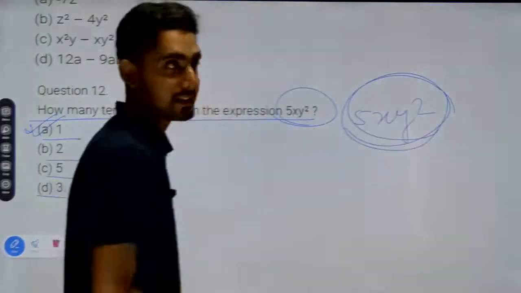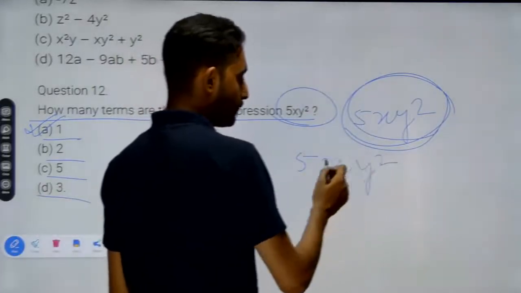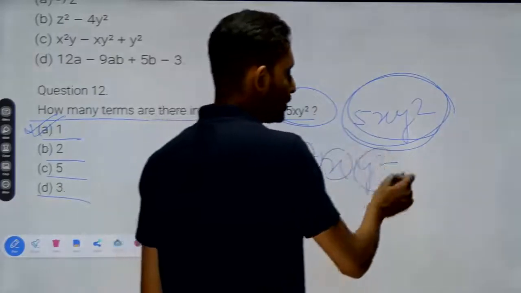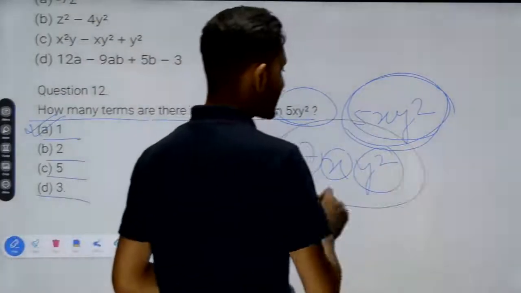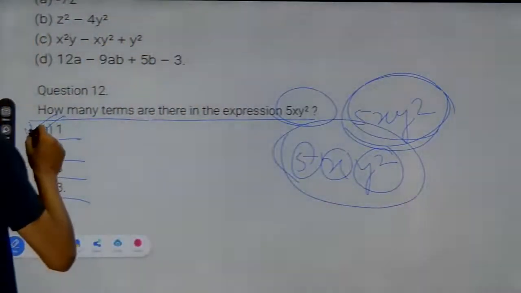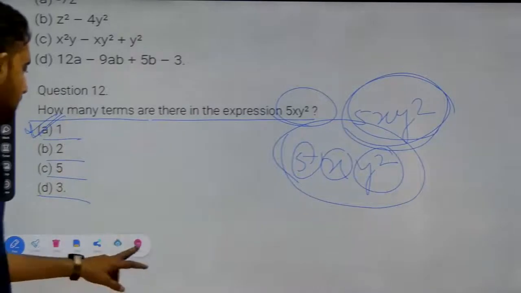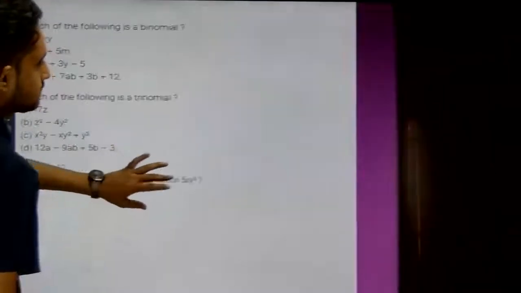Because this is your monomial. ऐसे नहीं देखना है इस तरीके से. Sir, 5 is also there, x also there, y square also there, we will write down 1, 2, 3. No, this is the wrong answer. This is totally only one term. है ना? That's why we can say the answer is option number A. That is your 100% correct answer.